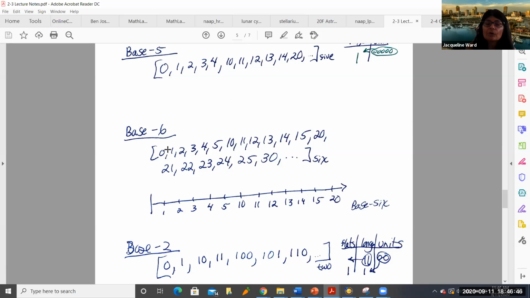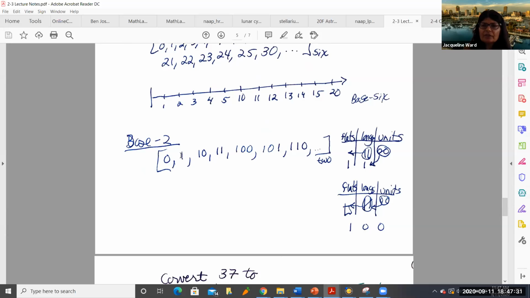In base 6, you'd go 0 to 5, and then once you have a group of 6, you have one long, etc. For instance, here, 2 1, 2 2, 2 3, 2 4, 2 5. Once you add another one, you have a group of 6, and you would have your third long, etc. We could also make number lines in different bases, like here in base 6. It goes up to 5, and then 10. We don't call it ten, because 10 doesn't exist in base 6. We call it one-zero, and then one-one, one-two, etc.